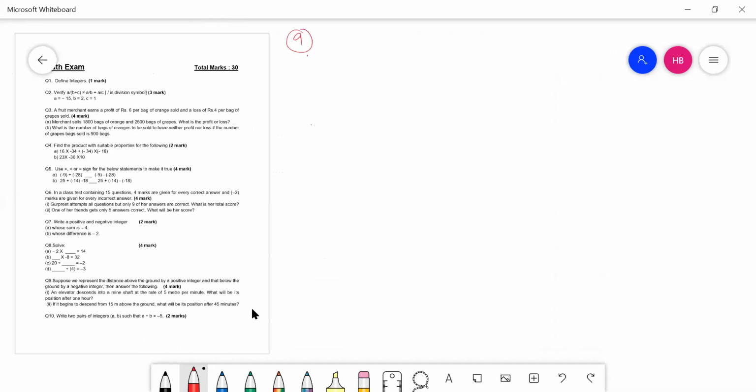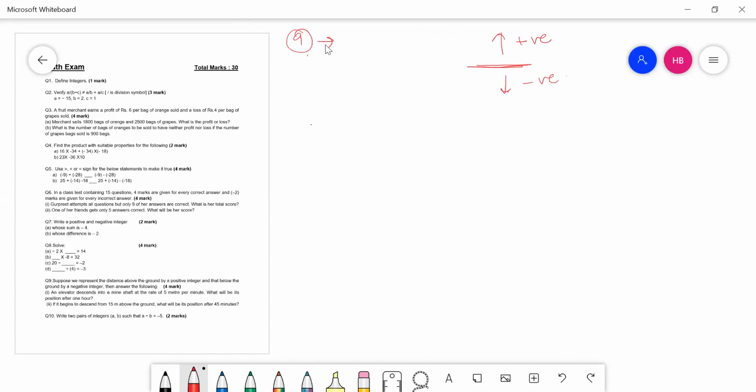Question number 9. What does question number 9 say? Suppose we represent the distance above the ground as positive. So this is the ground, and they are saying this is a positive distance, and below the ground is negative. So they are saying this is a negative distance. Answer the following.